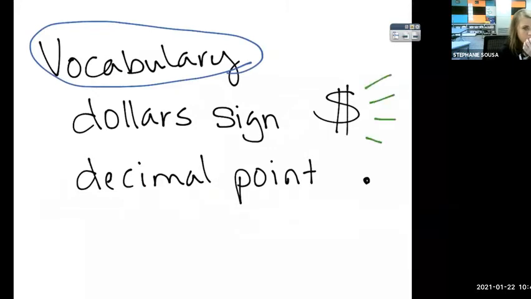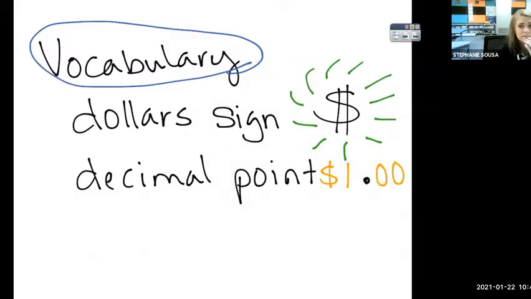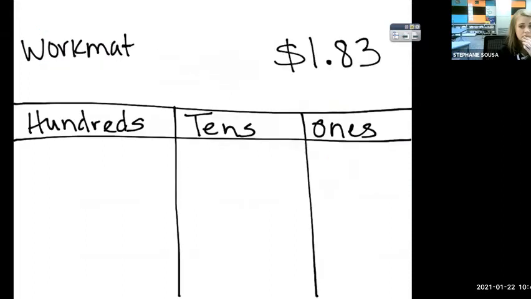Dollar sign. That's what this looks like. Cha-ching. Then we have decimal point. Decimal point is the point that is separating the hundreds place from the tens and ones place. A work mat. Let's look at our work mat quickly.